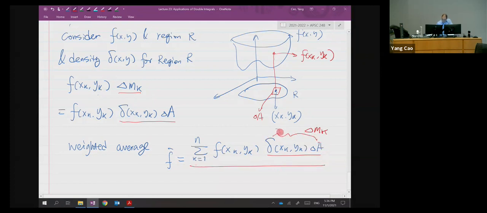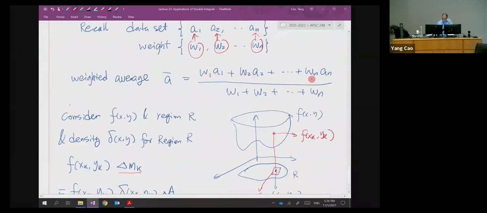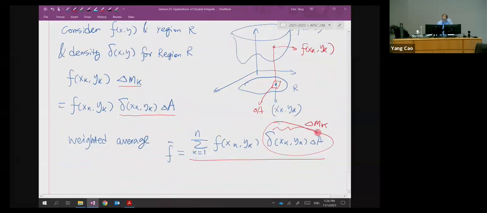Basically, this quantity here is considered as the weight, because you're multiplying this function, which is a value, with another value represented by delta mk. And then you add them up. So this quantity represents the weight, this quantity represents the data set, then divided by the addition of the weight. Exactly the same format.